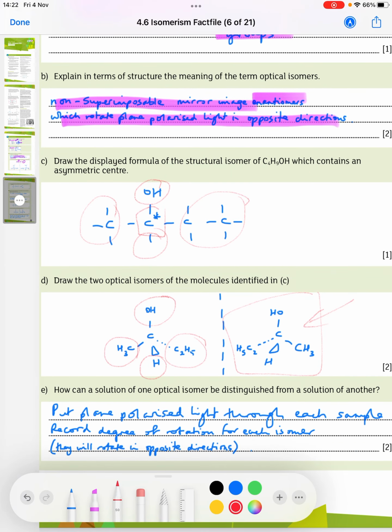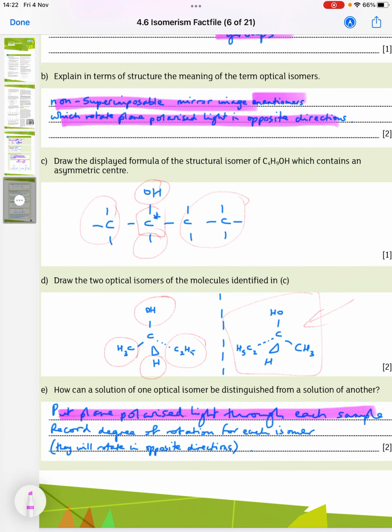Then how can a solution of one optical isomer be distinguished from a solution of another? Well, it's simple. You put plane polarized light through it, and then you record the degree of rotation for each isomer, or you could say that they will rotate in opposite directions. Okay, thank you.